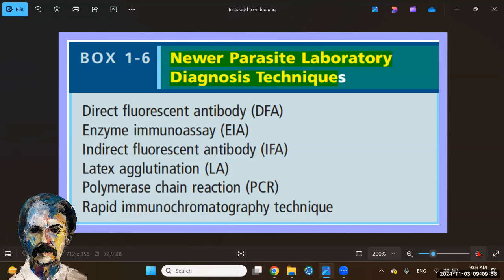PCR and molecular methods in general are the future, and they are what we are doing now. In advanced parasitology courses, it's all about parasites with molecular biology. Rapid immunochromatography techniques are very quick, and they are also sensitive. PCR is for all parasites, no doubt about this. But some of the rapid techniques work for one parasite and don't work for another.